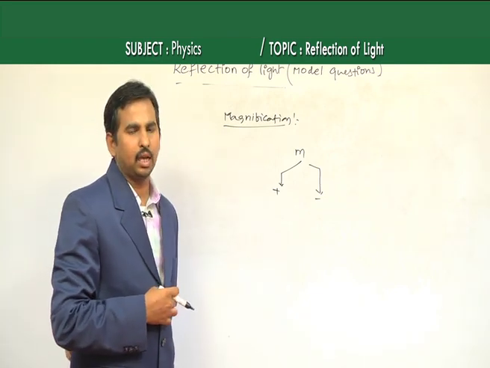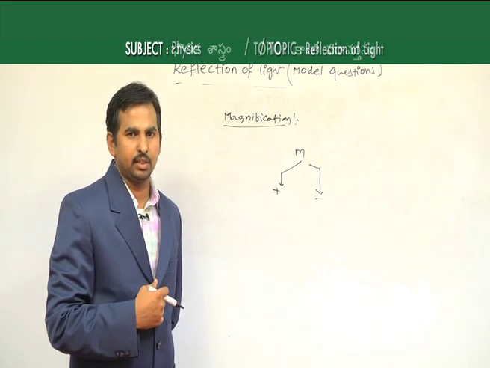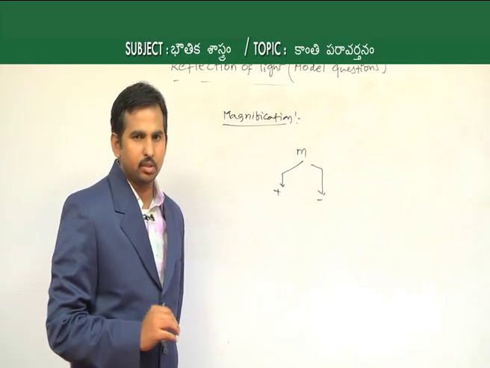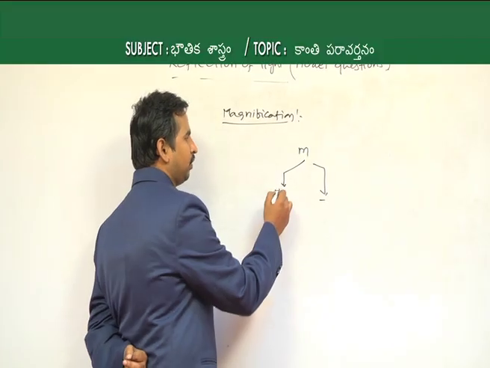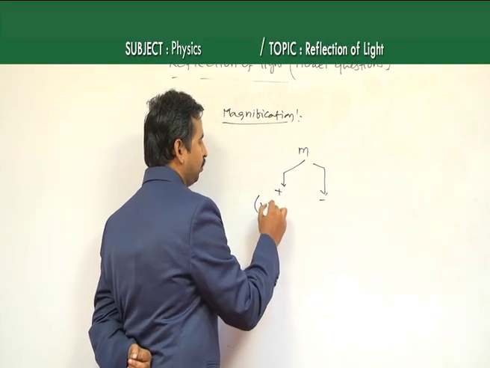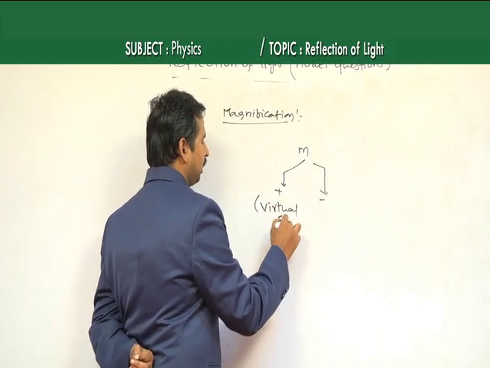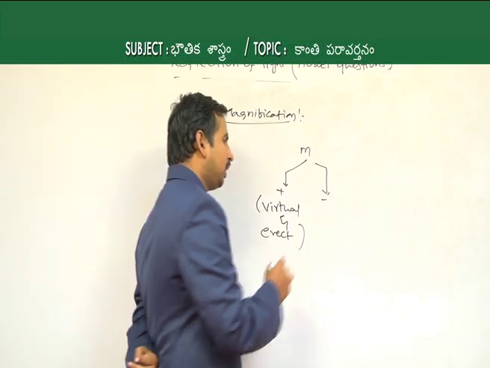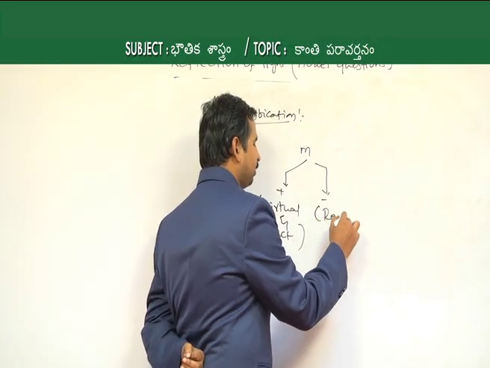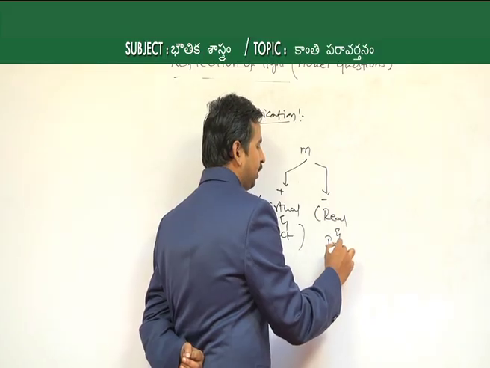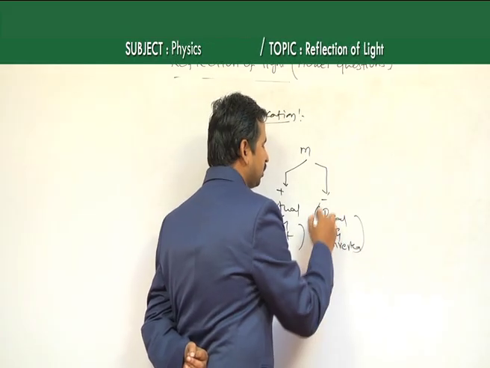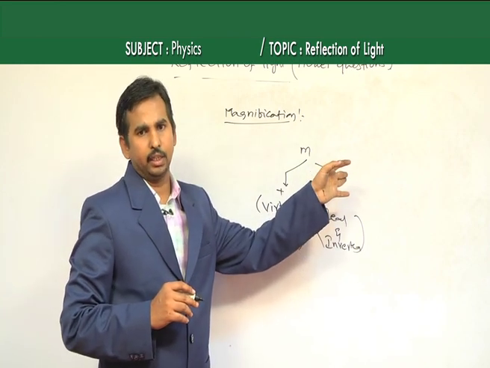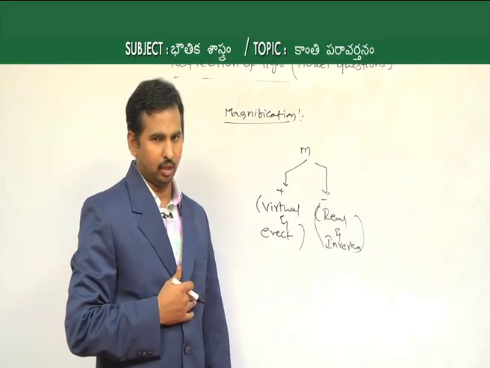M is positive when you are taking a virtual and erect image, which means the object we are taking is above the principal axis and the image formed is also above the principal axis. That is the virtual and erect case. Then we get minus values if you are taking a real and inverted image, like minus 1, minus 2, like that.